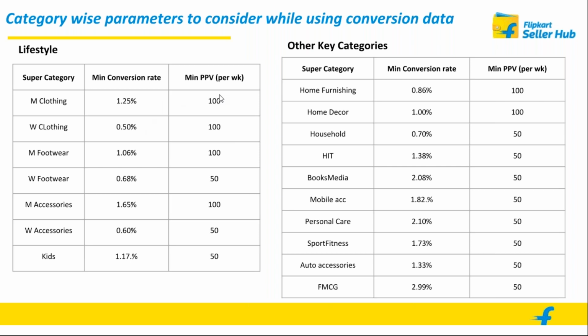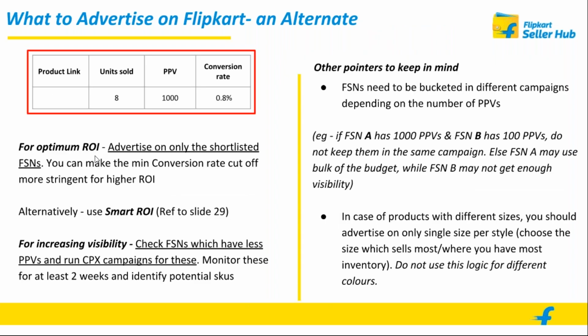So going back to the last slide, this is what we are talking about. For optimum ROI here, you select those products: minimum PPV and at least that amount of conversion, right? And you can advertise those.